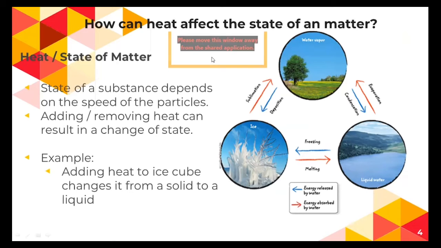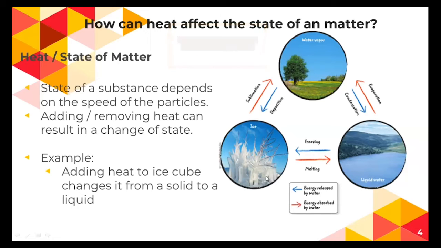On the speed of the particles. By adding or removing heat, we can cause a change in state. How? For example, you have a diagram that represents how ice is changed into liquid water or into water vapor. Adding heat, for example, to an ice cube changes it from a solid into a liquid. Now, when ice changes into liquid water, it absorbs heat. By absorbing, or adding, or gaining heat, what happens? It changes into another state of matter.